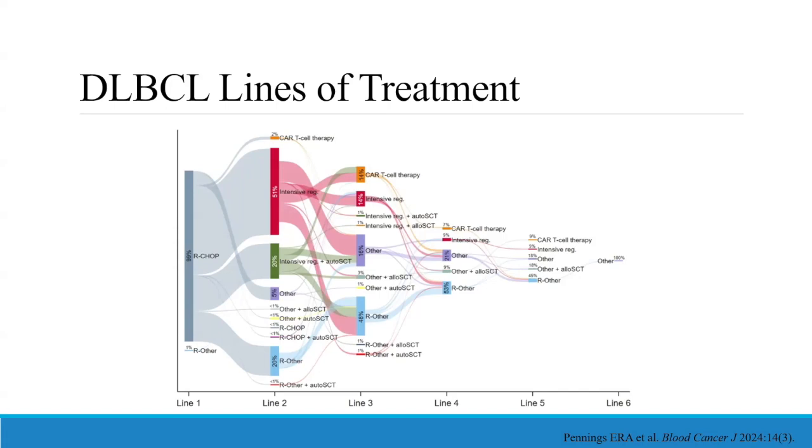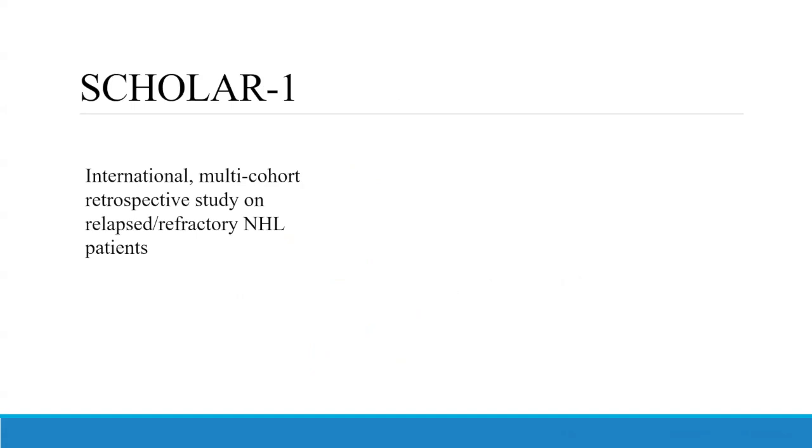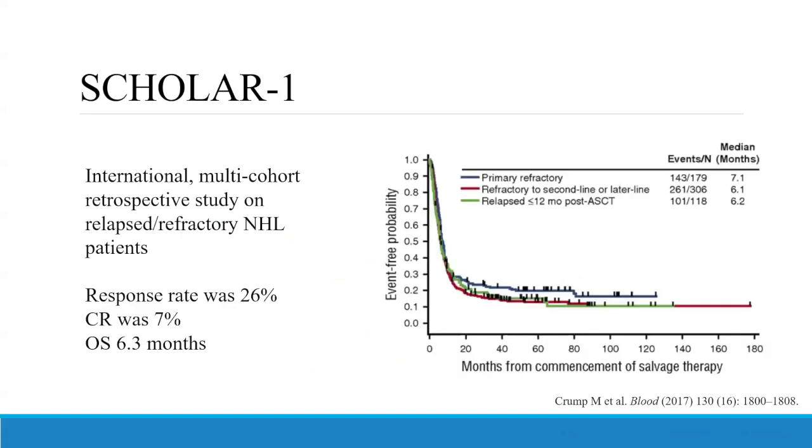What happens in real life, though, for these patients who are refractory or relapse? We have the SCHOLAR-1 trial, which came out in 2017. This was an international retrospective study looking at those patients who were either refractory to R-CHOP or who relapsed after second line or within close proximity to their autologous stem cell transplant. What they found is that overall, their prognosis was very poor. We're looking at around 6 months. There's a caveat: this was before CAR T-cell therapy. But the take home here is that if you relapse after your initial therapy, prognosis is very poor.